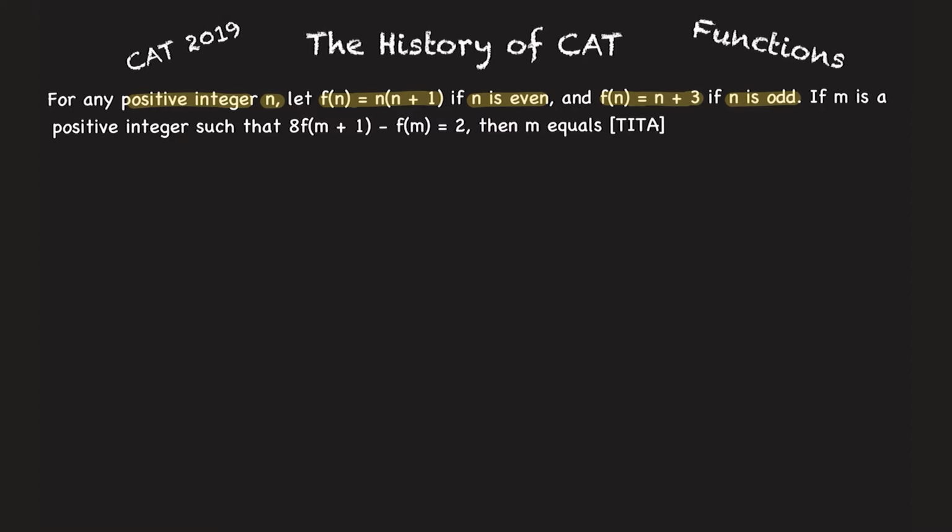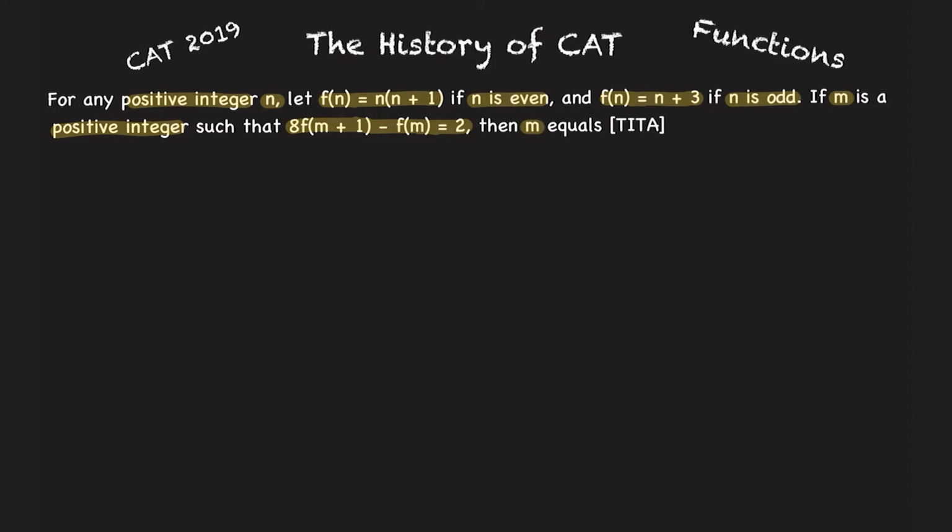Now a new variable m. m is a positive integer just like your n, so we are only talking about positive integers here. Such that 8 into f of m plus 1 minus f of m is equal to 2, then m equals what? That is the question being asked to me.